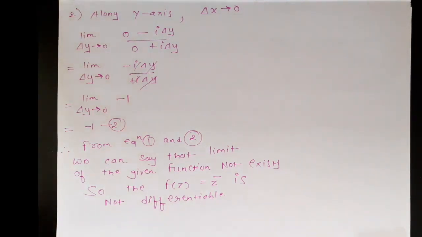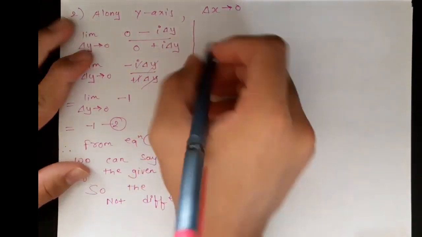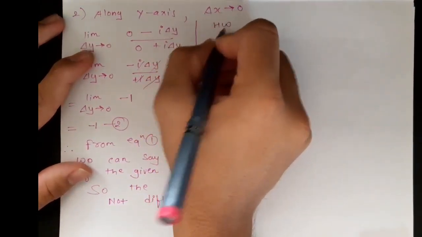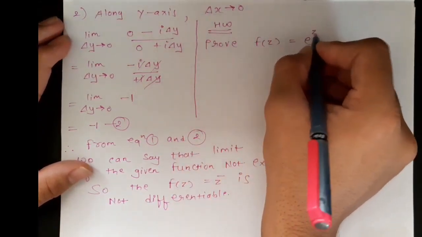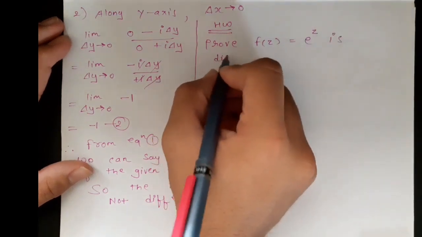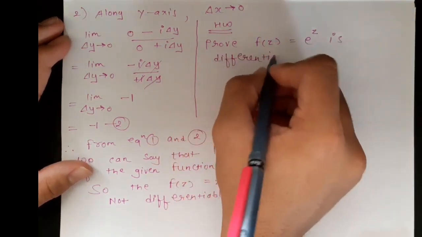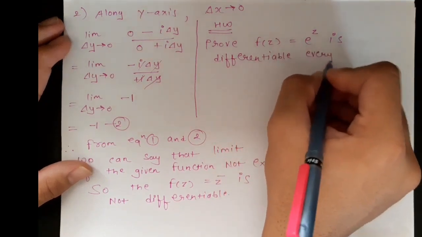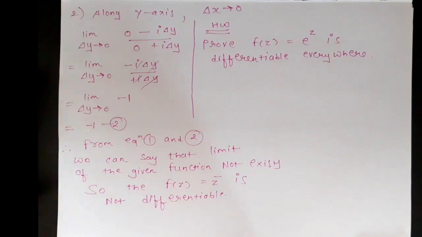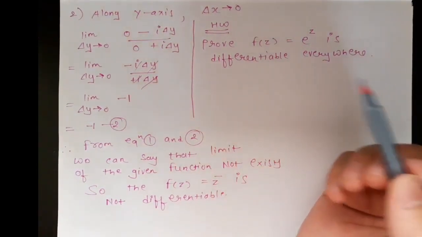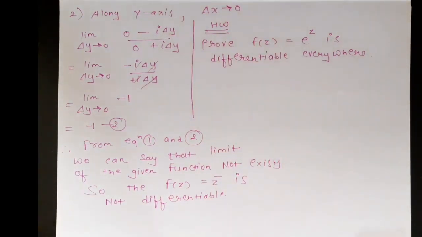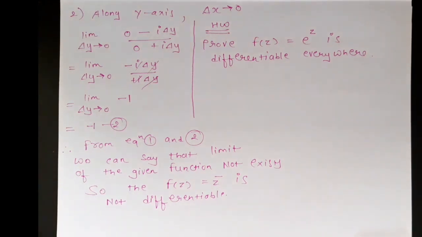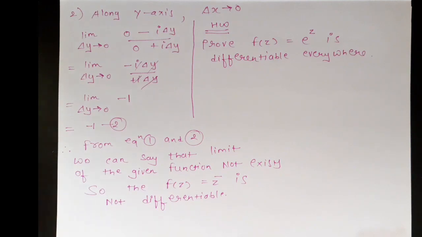Okay, so I will give a homework question: prove f(z) = e raised to z is differentiable everywhere. I will give the solution for this sum in the next video, but I want you to solve this sum. In the next video we will be learning about the Cauchy-Riemann equation and some problems on the Cauchy-Riemann equation topic. Okay, so I hope you understood this topic.